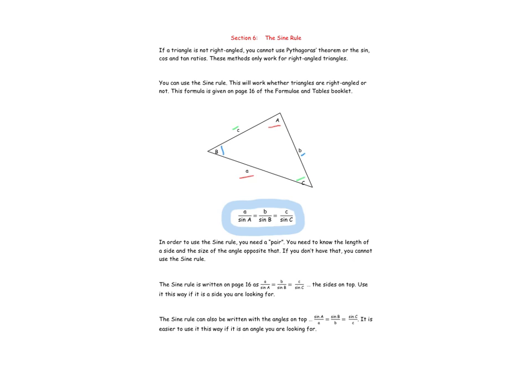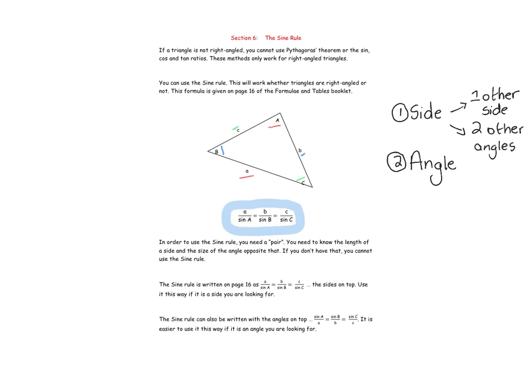When you're answering questions in trigonometry, you're either asked to find the side of a triangle, or the angle. So it's either the side of a triangle or we're looking for the angle of a triangle. To find the side, you need one other side and two other angles. So to find the side of a triangle using the sine rule, you need one other side of that triangle and you need two other angles of that triangle.